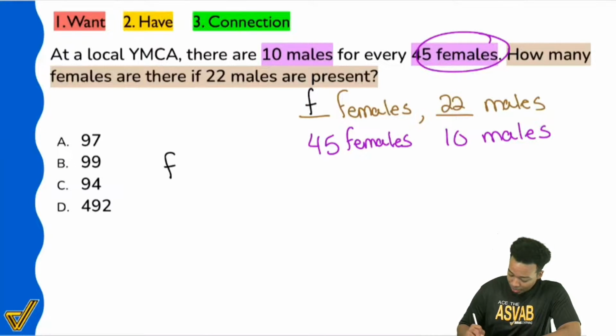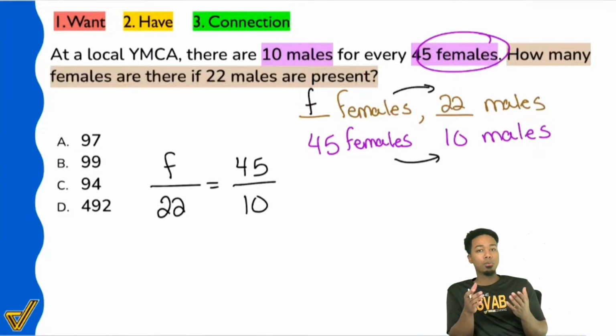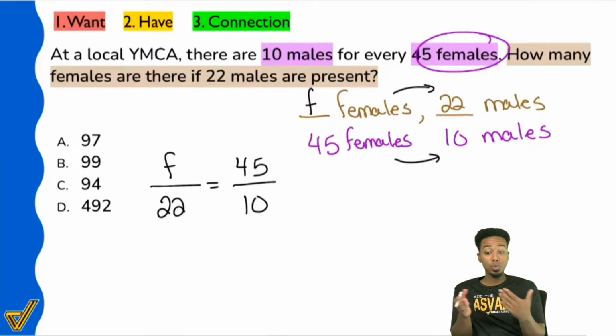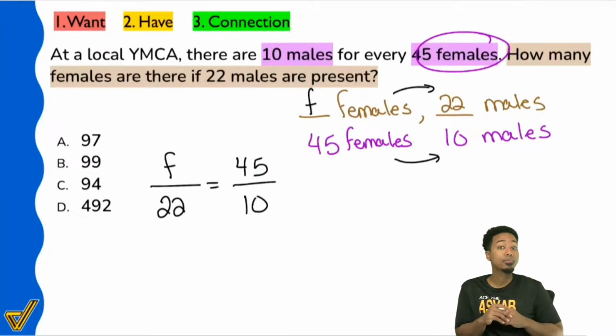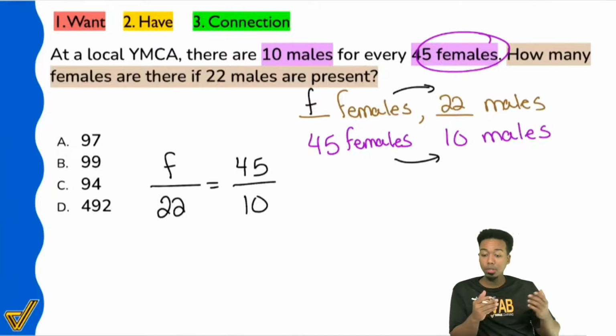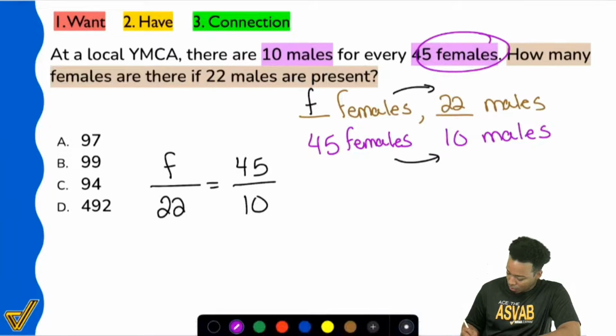So if I set this up, I have F females over 22 males right there. Then compare over there, 45 females over 10 males. So my party people, instead of trying to do 45 times 22, which is very tempting to do, let's give ourselves a better chance of success by first seeing if we can simplify. So everybody, if we take a look at 45 and 10, what are 45 and 10 both divisible by? Absolutely, both divisible by 5. You guys are awesome. You're on your toes. I love seeing that.